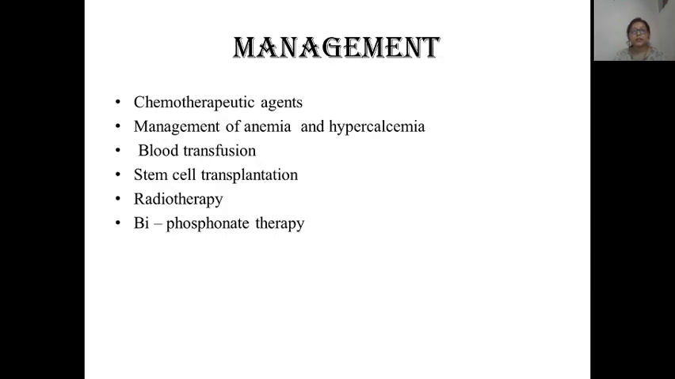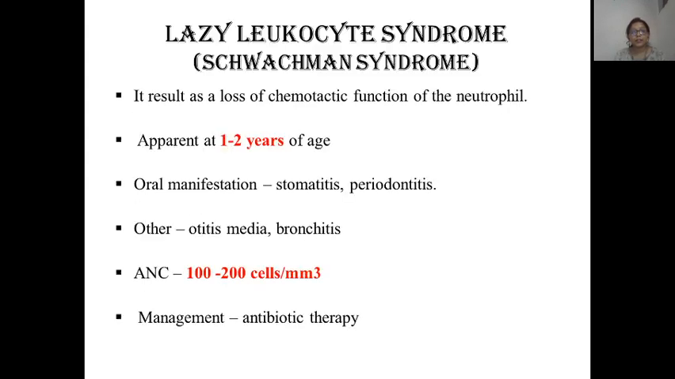The management is chemotherapeutic agents. Management of anemia and hypercalcemia is done. Blood transfusion if the hemoglobin is less than 10 gram. Stem cell transplantation from allogenic siblings or matching siblings can be done. Radiotherapy can be given and bisphosphonate therapy can also be given.